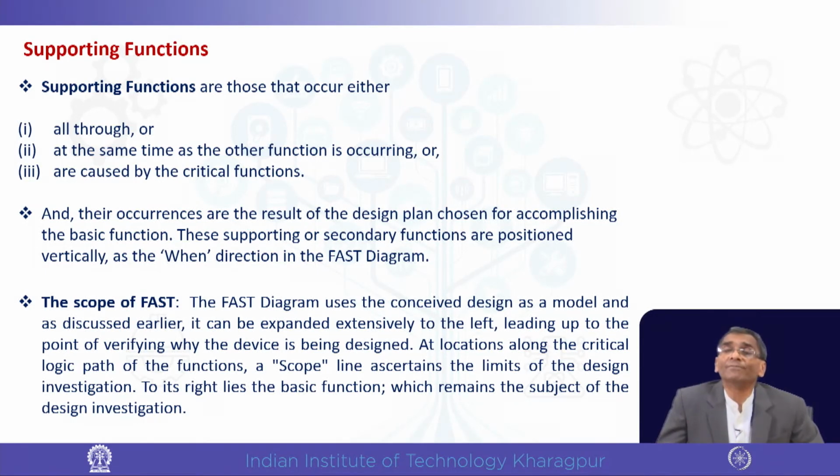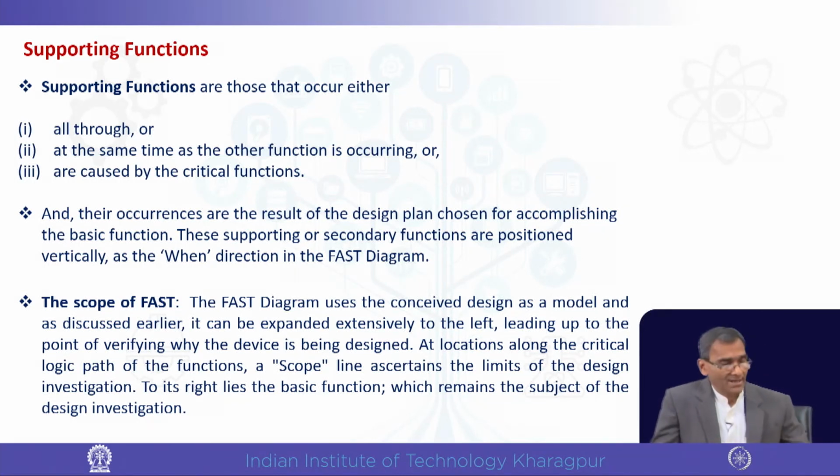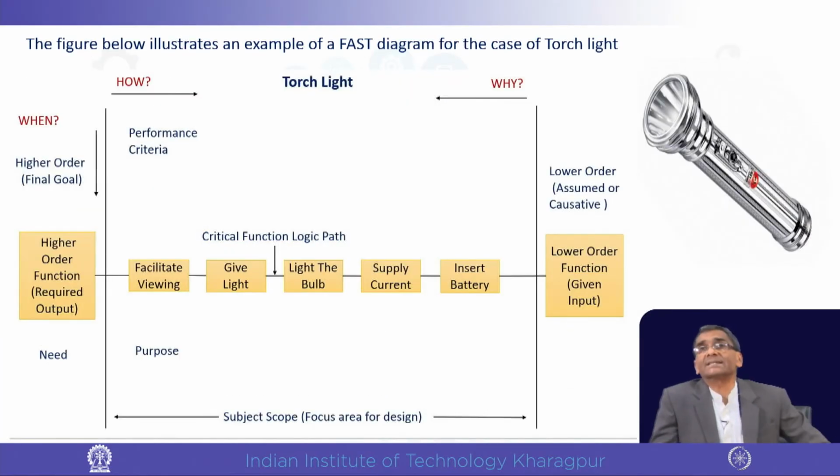So, what is the scope of the FAST diagram? It has to have a boundary. So, what is that boundary? I have already told you, the higher order and lower order. Finally, at one extreme there is the input, and at the other extreme, ultimately, the need or service. Hence, scope remains within these two limits, and we can see this with this example of a torchlight.